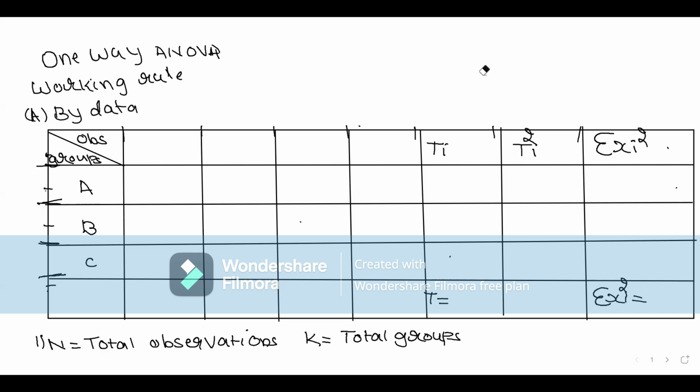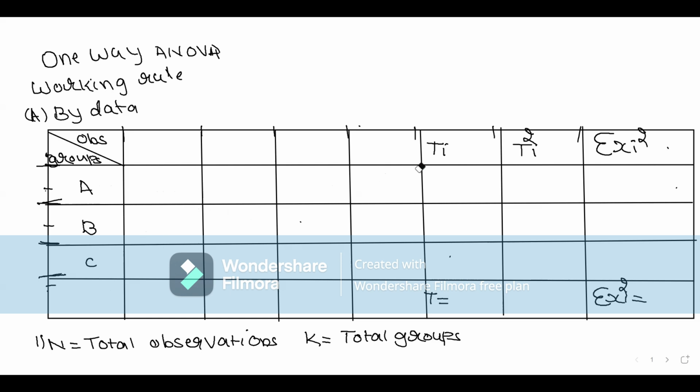Today we will do the one-way ANOVA, the working rule for one-way ANOVA. The examiner gives you this information in a problem, and it should be written like this. In the data, the observations go in the horizontal direction, and the groups you take in the vertical direction. Now enter all the observation values. It may be 3 or 4 or 5 or 6.